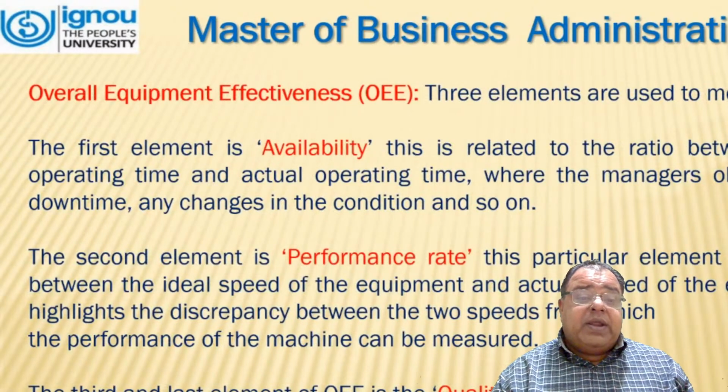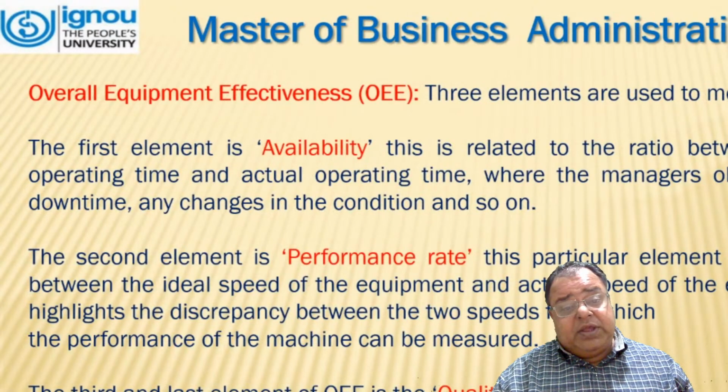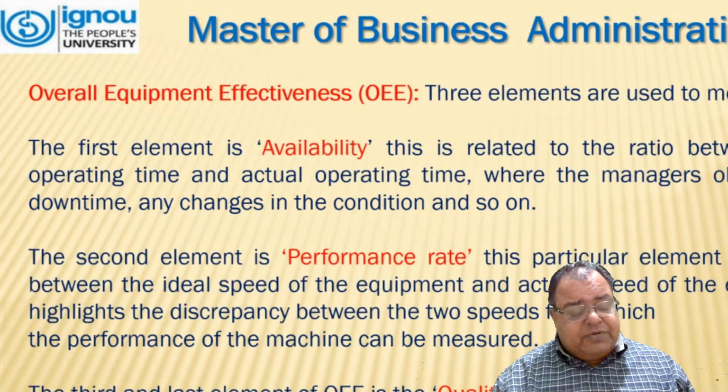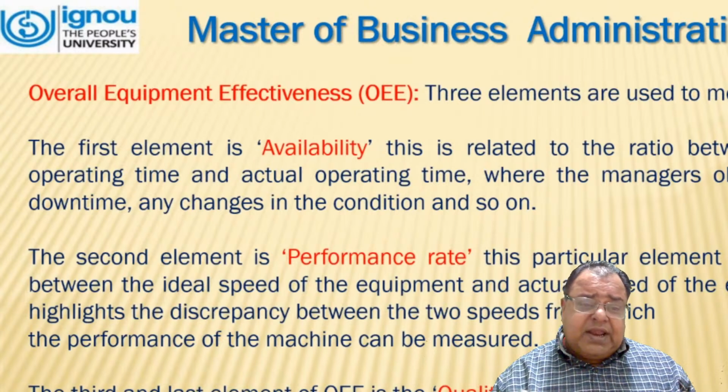Overall equipment effectiveness, that is OEE. Three elements are used to measure OEE, that is availability, performance rate, and quality rate. The first element is availability.